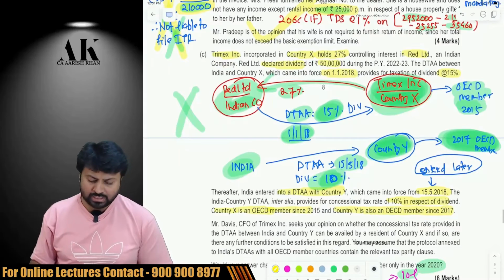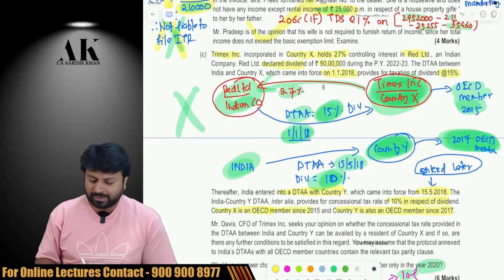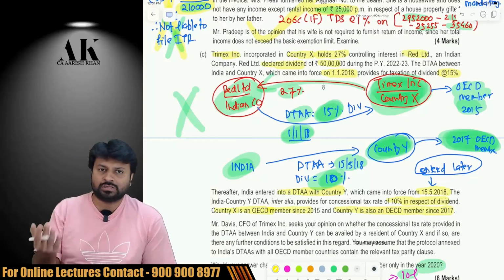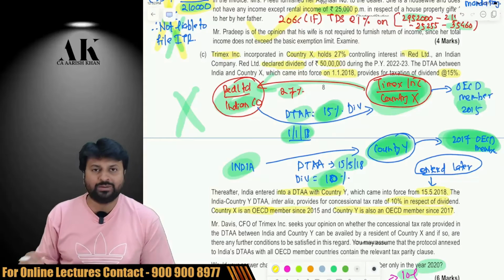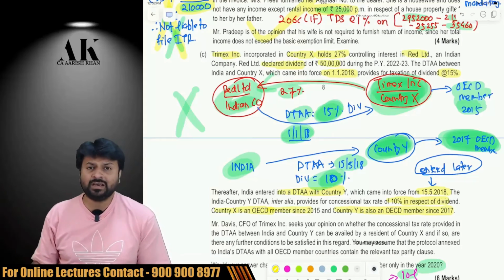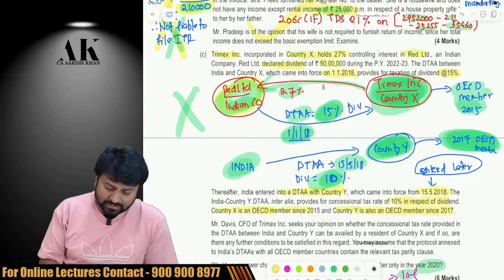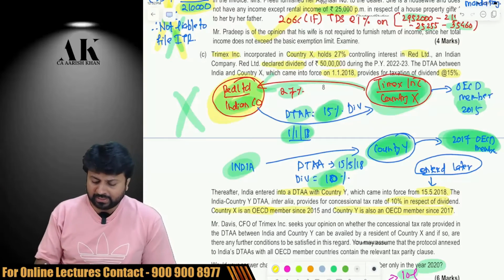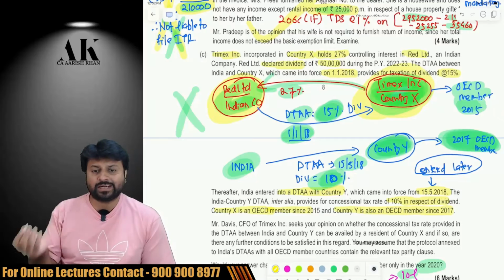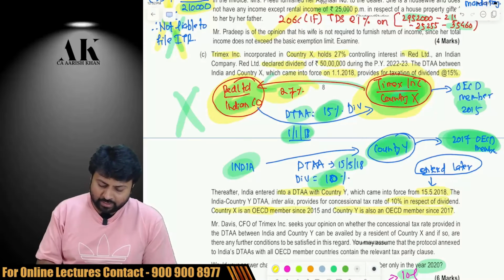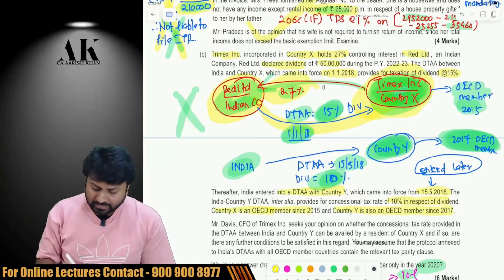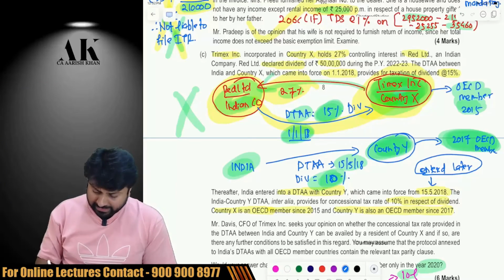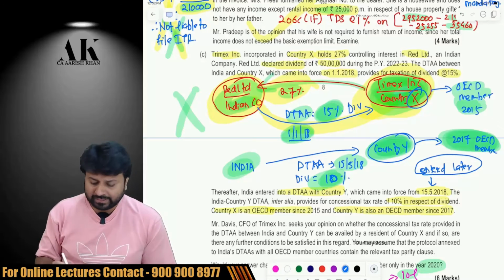Now, the next question is based on a very practical concept, not there in your study material also. This concept is not there in the study material, but they have asked this particular question in the MTP. So they might repeat it in the exam also. Be very careful. There is one company, Red Limited, which is an Indian company. There is one company, Timex INC, which is in country X. And this company holds 27% in the Indian company. Therefore, the Indian company will pay what? Will pay dividends to what? Timex.